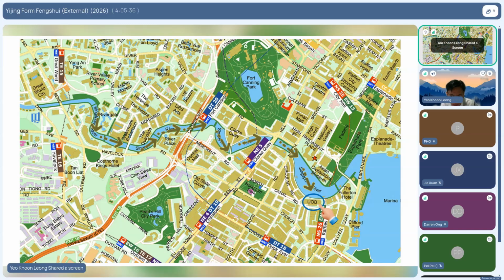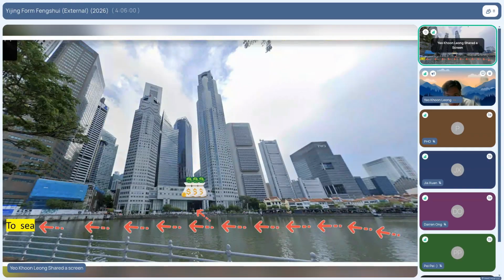Now, so what do we have here? We have a moving qi. We have a slowing down qi. And then it seems to be gathering there. And UOB did something very deliberate. I think it's deliberate. I may be wrong. They didn't just build a building. They designed the building to open towards that gathering point.